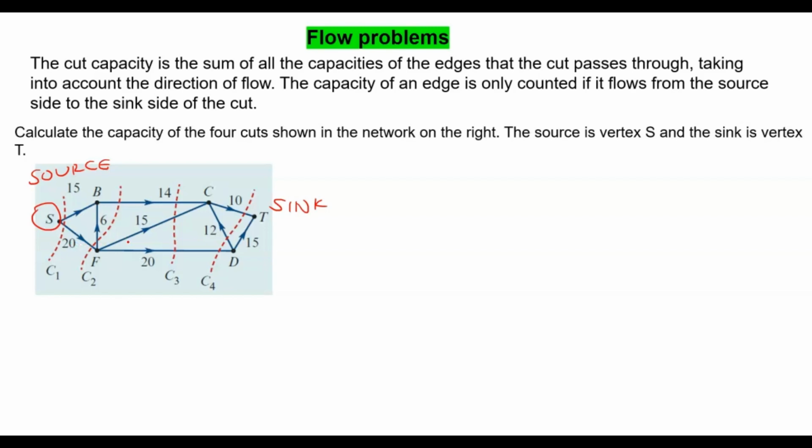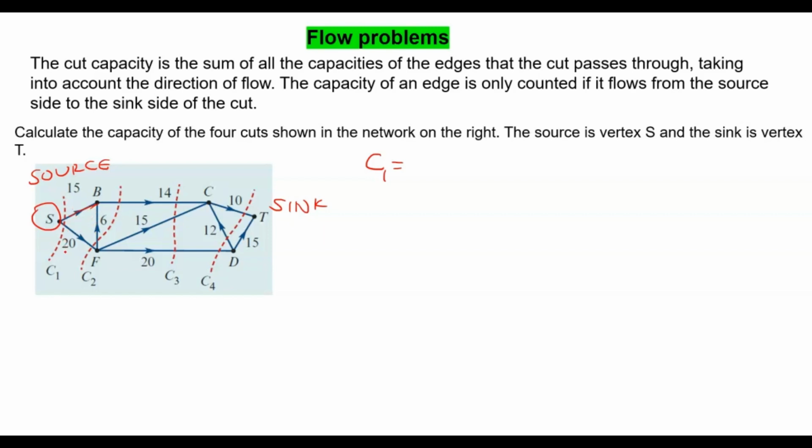So let's have a look at the different cuts. We have 4 cuts here, and we want to find out which cut gives us the maximum flow. The minimum cut, we said, minimum cut, maximum flow. That's one thing you need to remember. Minimum cut, maximum flow. All right, and we only count when the arrow is actually going forward. When it's going backward, we don't count.